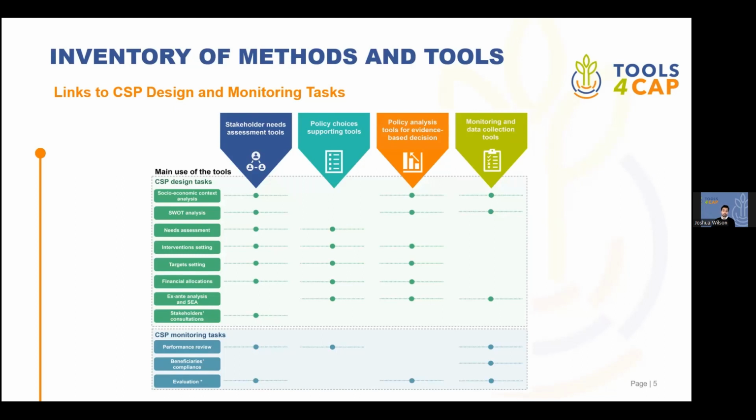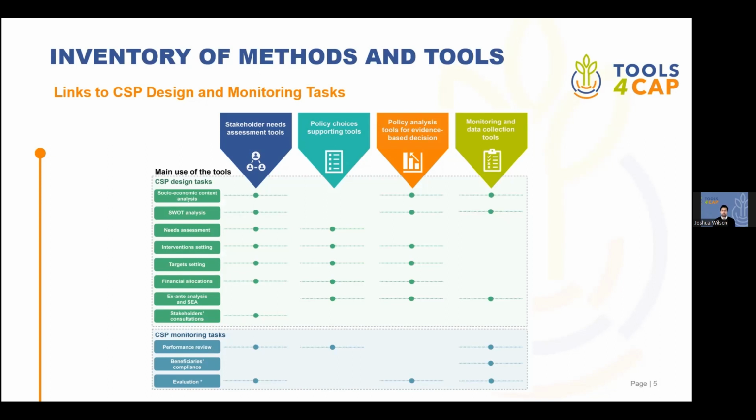Here, we define the CSP design tasks as those performed by member states during the drafting of the strategic plans. As you can see, it includes the socioeconomic and context analysis, SWOT analysis, needs assessment, intervention settings, target settings, financial allocations, ex-ante analysis, and the strategic environmental assessment and stakeholder consultations. As you can see here, for each given task, especially for the design tasks at least, a range of different types and categories of tools can be used.